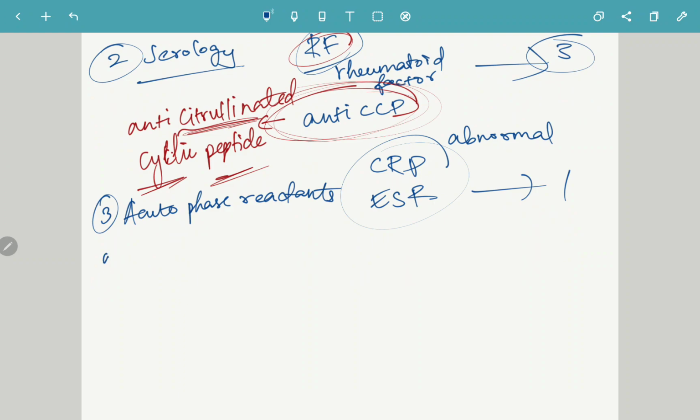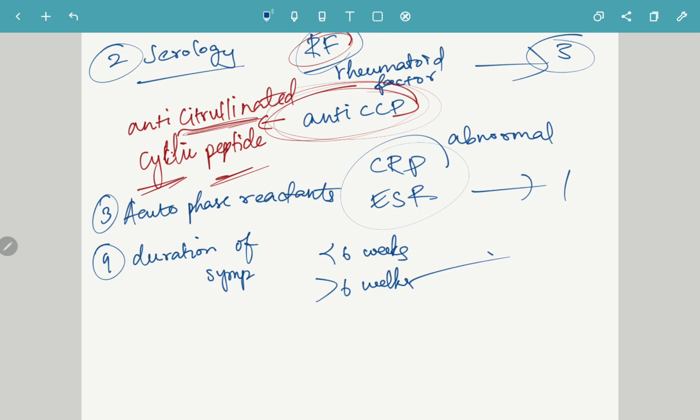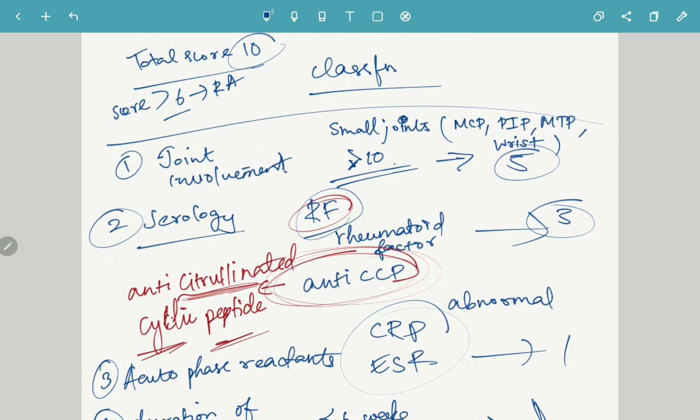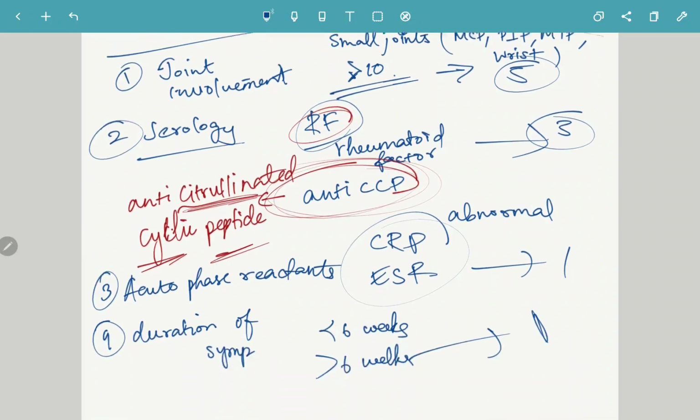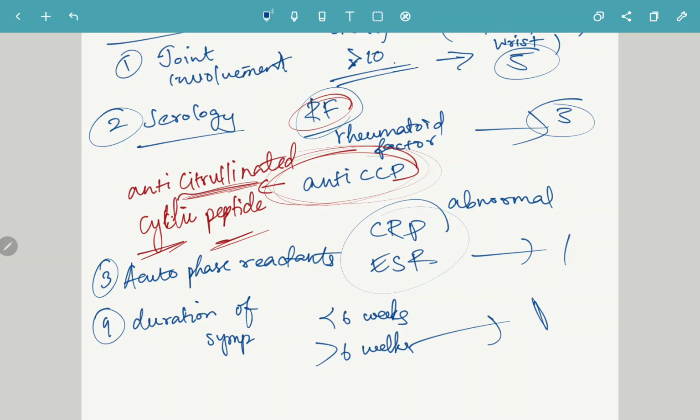And then you need to look for the duration. The fourth criterion is duration of symptoms. If the duration is less than 6 weeks, the score is 0, and if it is more than 6 weeks, the score is 1. So totally the score should be around 10. And if the score is more than 6, the diagnosis is going to be rheumatoid arthritis. So anti-CCP antibodies are one of the most specific markers for rheumatoid arthritis.